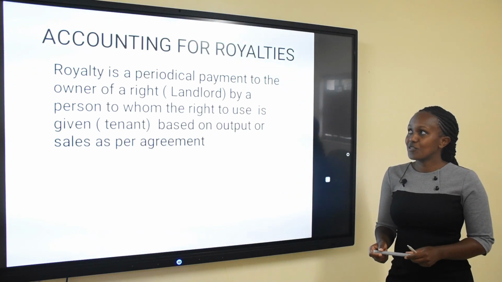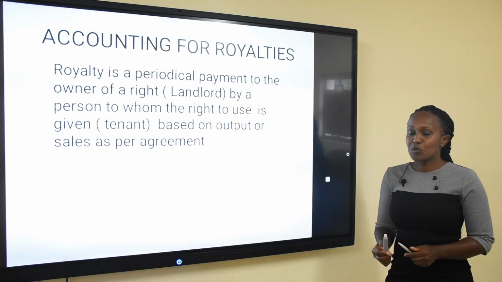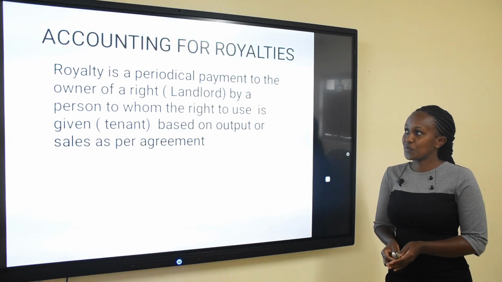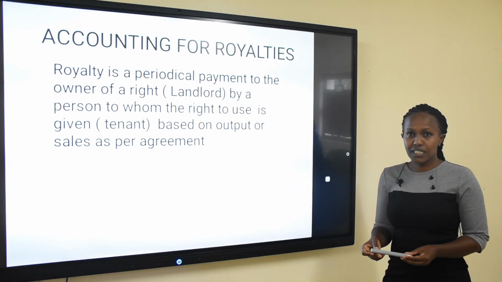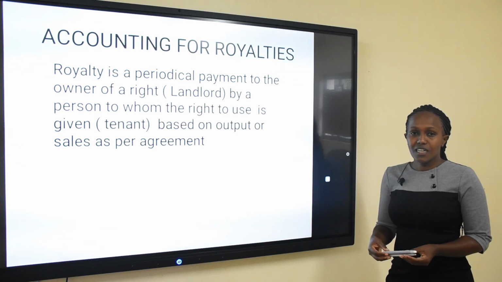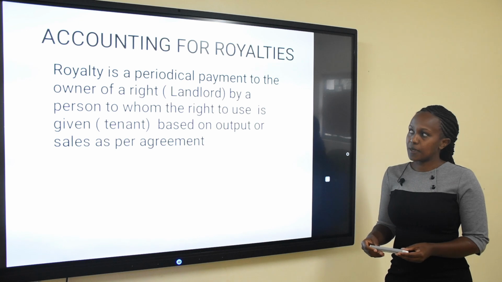So today we are going to look at accounting for royalties. And to start with, we are going to define what is a royalty. A royalty is a periodic payment to the owner of a right or an asset. The owner of a right is called a landlord or the lessee.